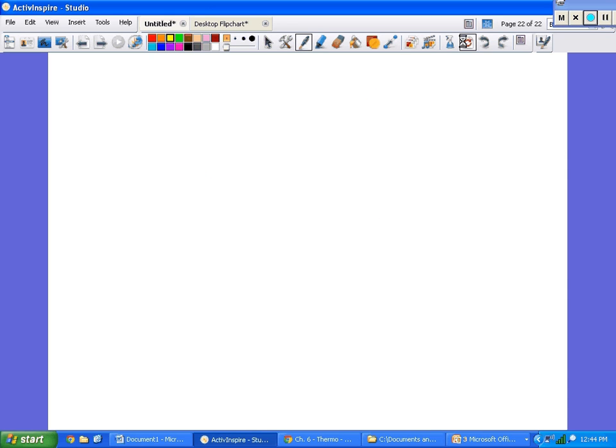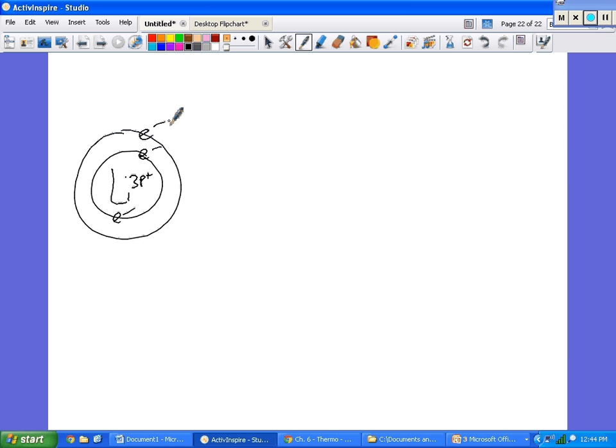Lithium. Alright, so we've got 3 protons. We've got 2, 2. Do you agree that that's lithium? Okay, let's go down. Let's go to sodium. So we've got 11 protons. We've got 1 there, there.